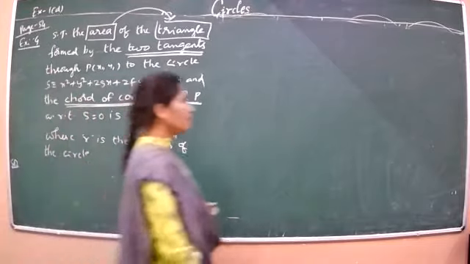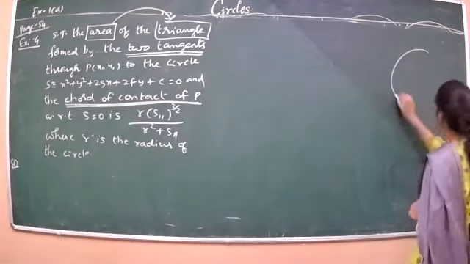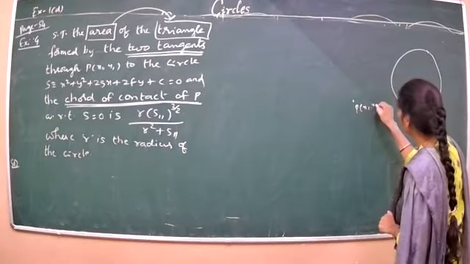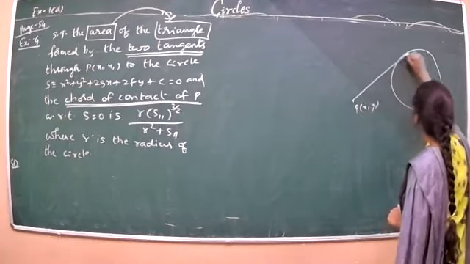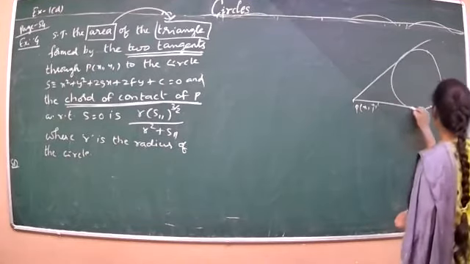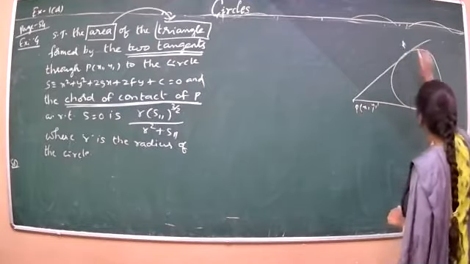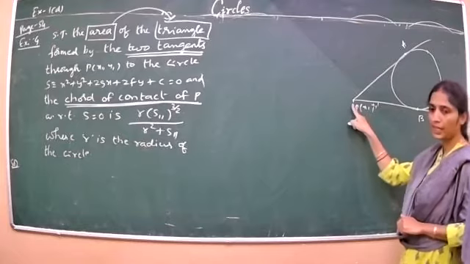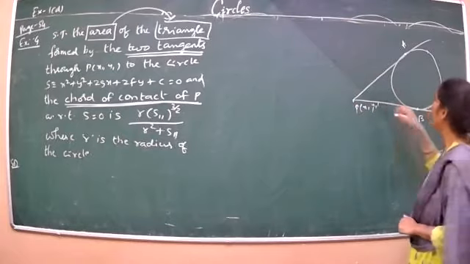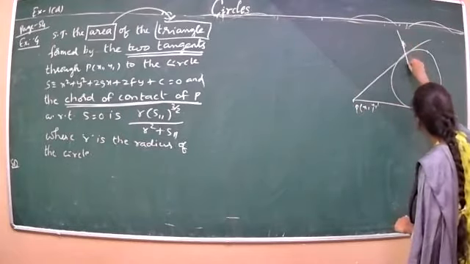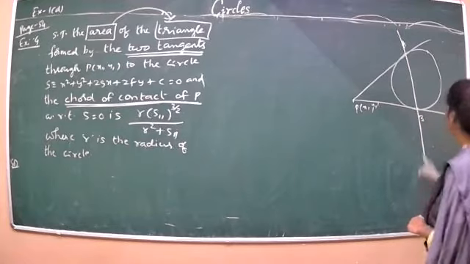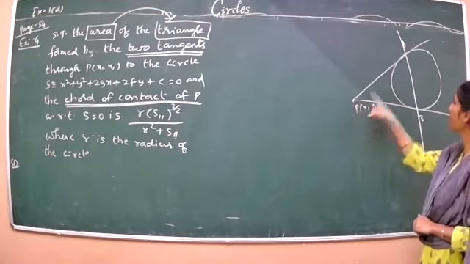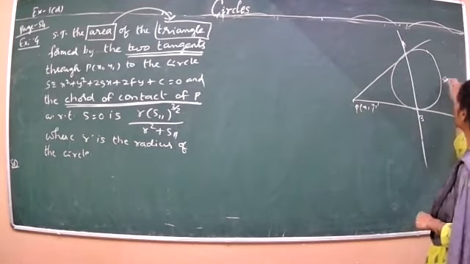Let us draw the diagram. This is a circle and a point P in the exterior plane of the circle, and we have two tangents. Let the tangents drawn from P touch the circle at A and B. Now, this line AB is the chord of contact of P with respect to the circle S equal to 0.